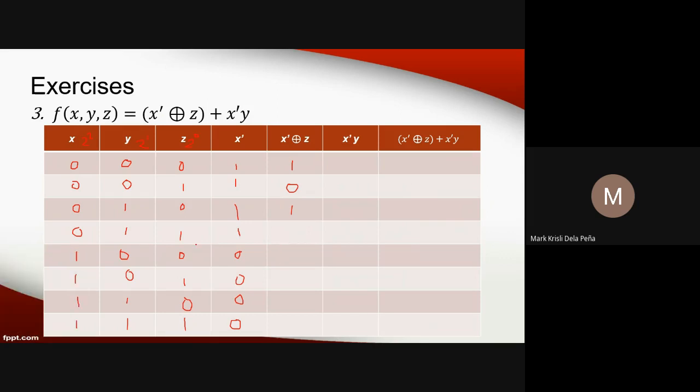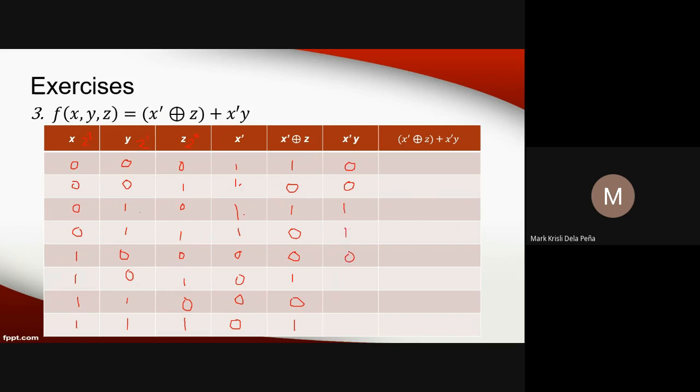Okay, 1 AND 1 is 1, 0 AND 0 is 0, 1 AND 0 is 0, 0 AND 0 is 0, 1 AND 1 is 1, 1 AND 0 is 0. Next, x prime and y. You have x prime is 1, y is 0, so the result is 0 since we use AND. X prime is 1, y is 0, so this is 0. X prime is 1, y is 1, so this is 1.